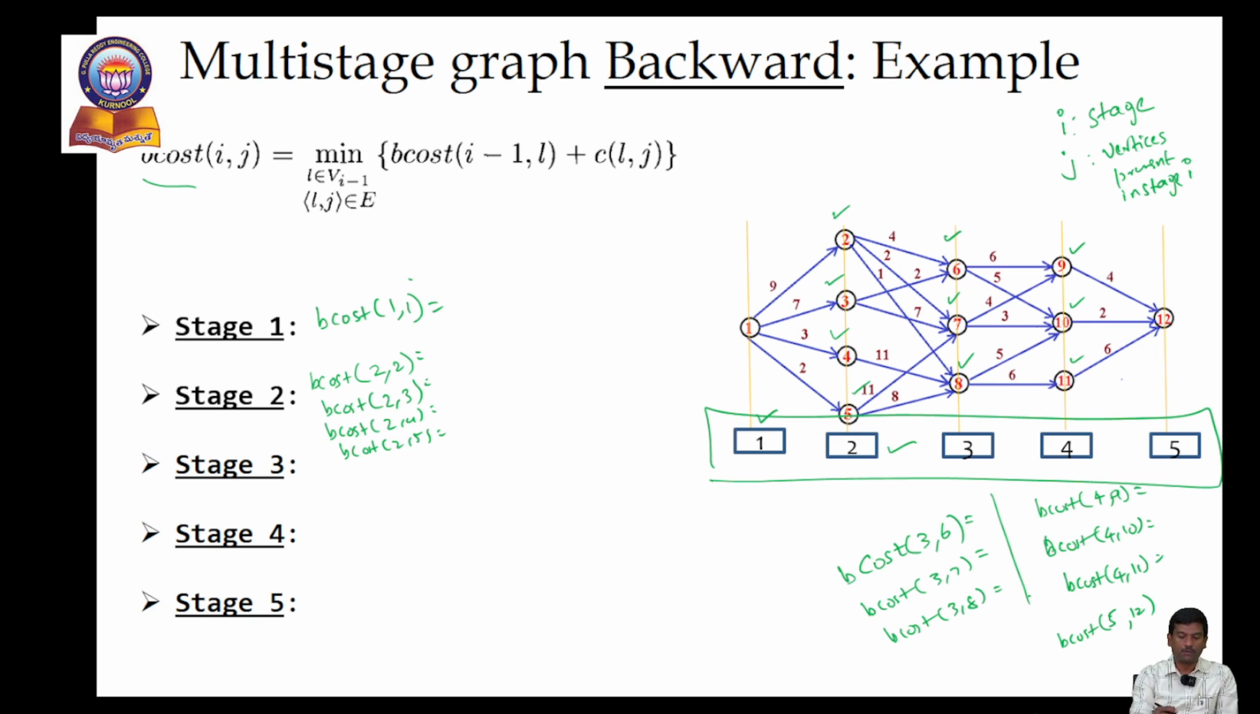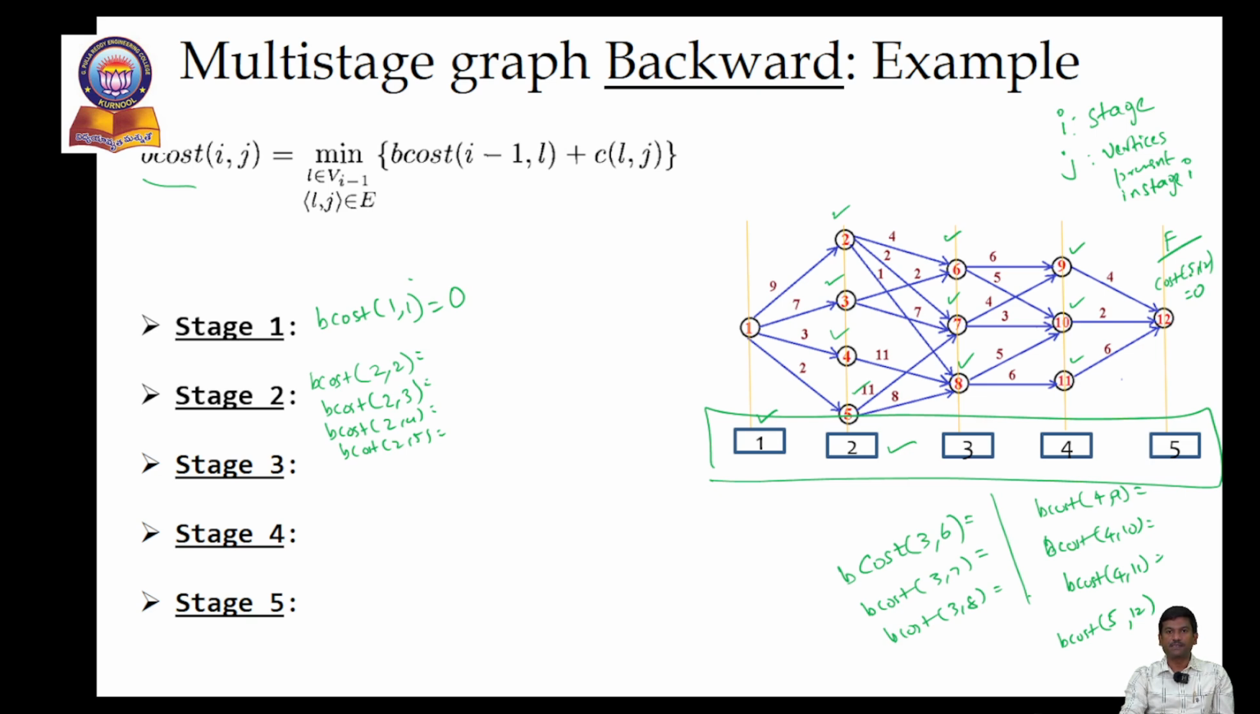And how to compute b cost of 1 comma 1? According to the algorithm of the backward approach, initially b cost of 1 comma 1 is set to 0, unlike in the forward approach, where cost of n is given as 0. That is, in your forward approach, we have used cost of 5 comma 12 is equal to 0. This is the initial assumption that is being made.